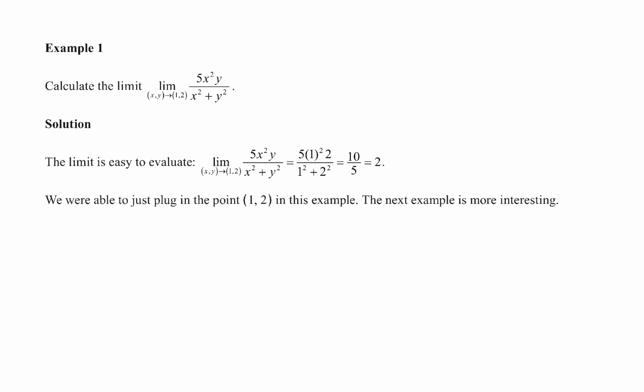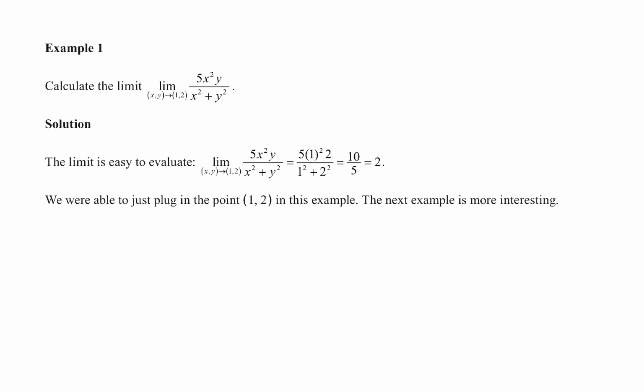Now, example 1. What is this limit, when the function is defined at any point x and y, and x, y approach 1, 2? Well, when x approaches 1, this x becomes 1, and when y approaches 2, this y becomes 2. So this x becomes 1 squared, and this y becomes 2 squared, so the limit will be 2.